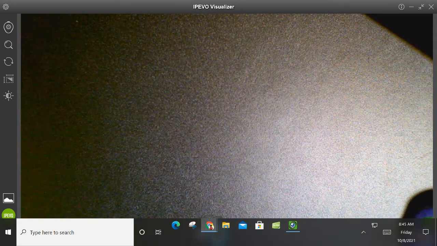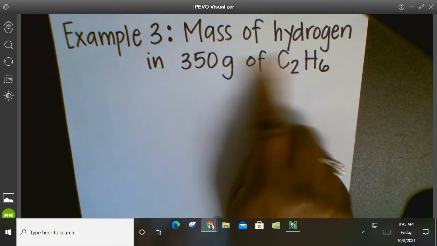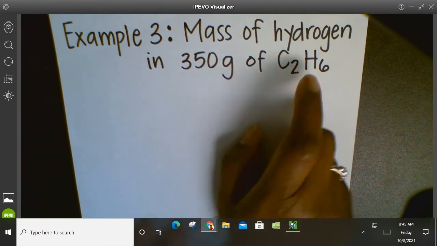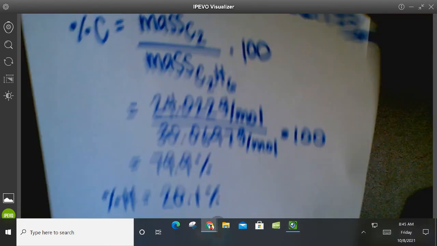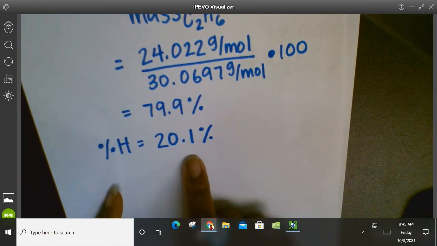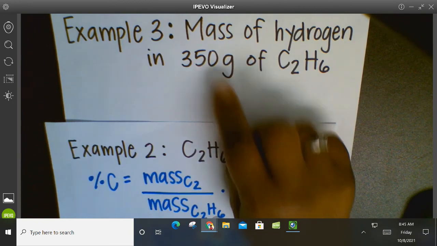And then our last example, number 3. I actually want to find the mass of hydrogen that's in 350 grams of C2H6. So fortunately, I just calculated the percent hydrogen in that. So if 20.1% of this compound is hydrogen, then I need to just figure out, well, what's 20.1% of 350?